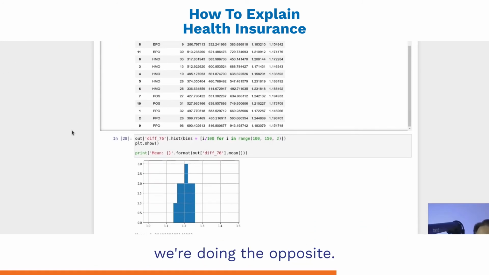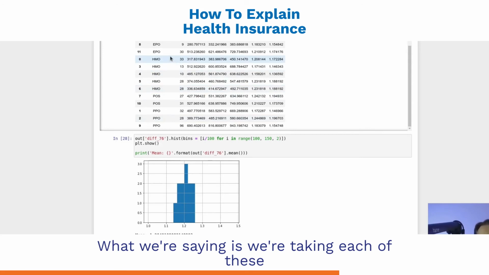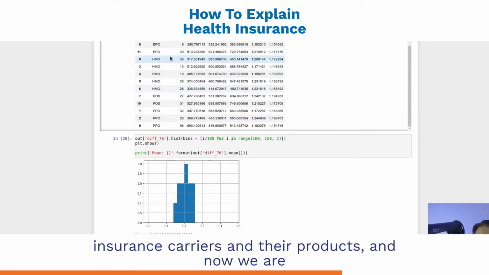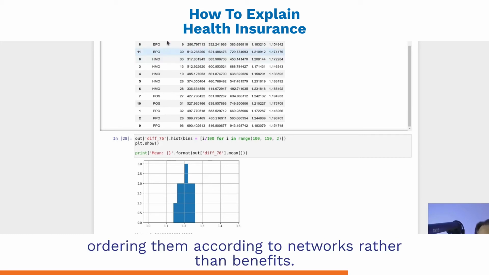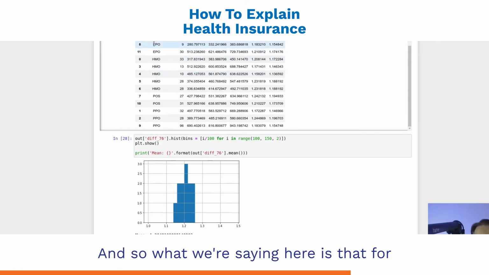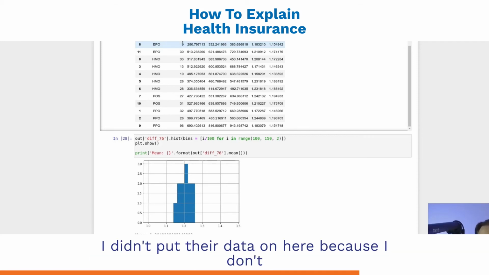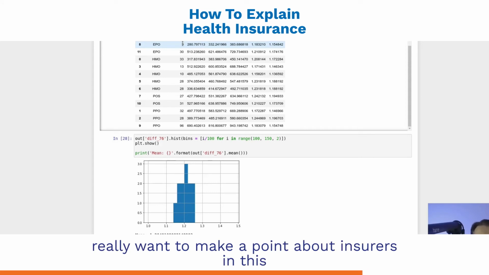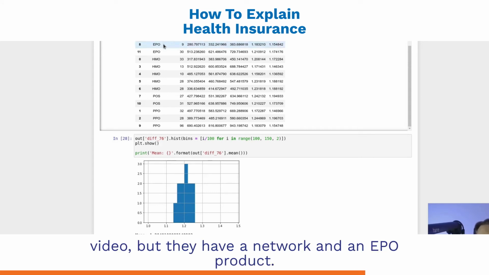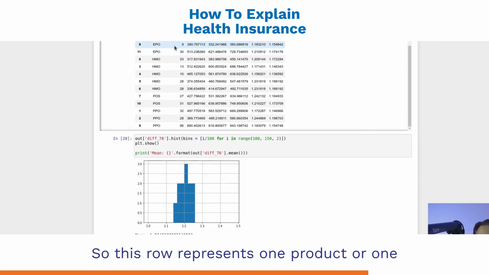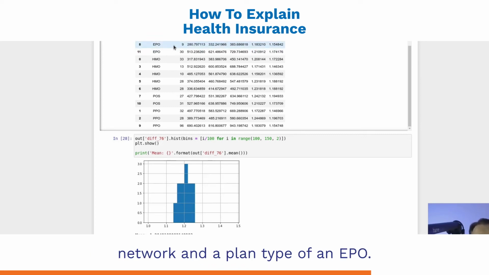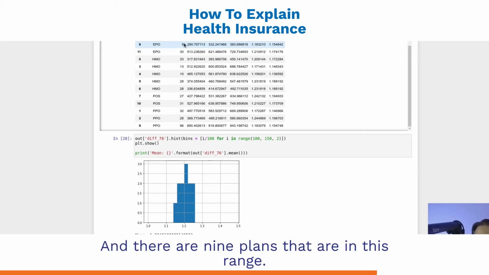In this analysis, we're doing the opposite. We're taking each of these insurance carriers and their products, and now we are ordering them according to networks rather than benefits. For this row, this represents a series of products, 9 products offered by whoever the insurer is. I didn't put their data on here because I don't really want to make a point about insurers in this video. But they have a network and an EPO product. So this row represents one network and a plan type of an EPO, and there are 9 plans in this range.